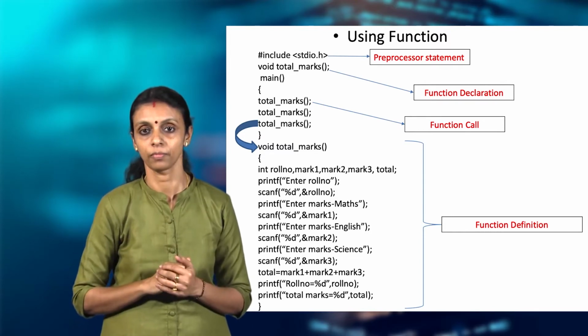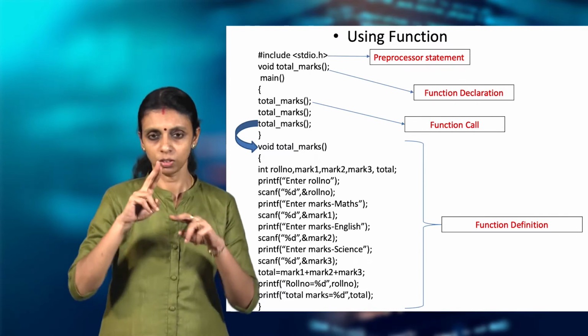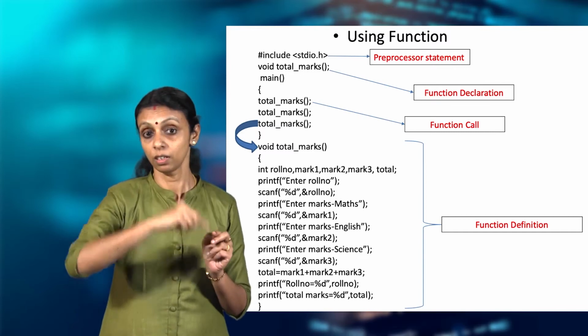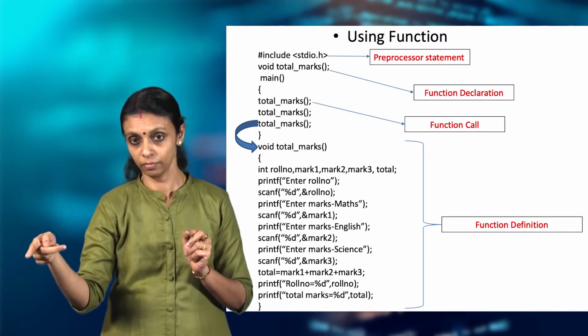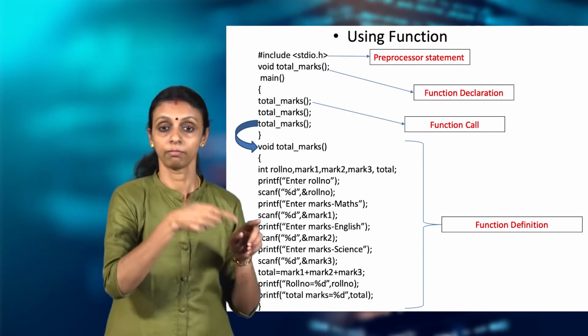When a program calls a function, the program control goes to the called function. The called function is executed and control returns to main function.